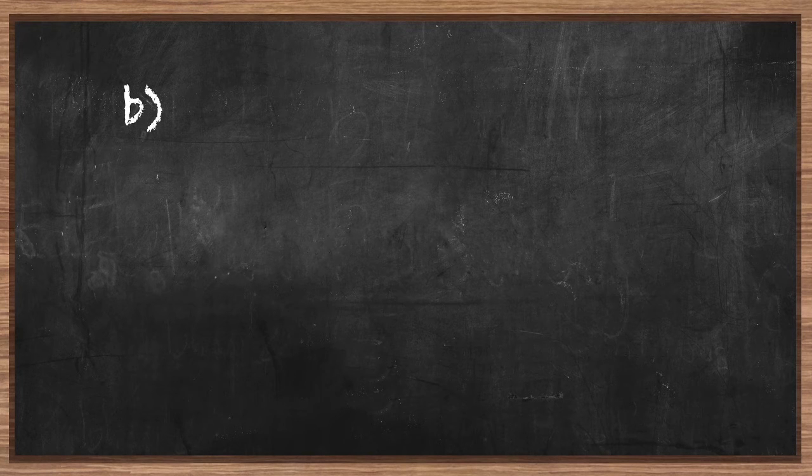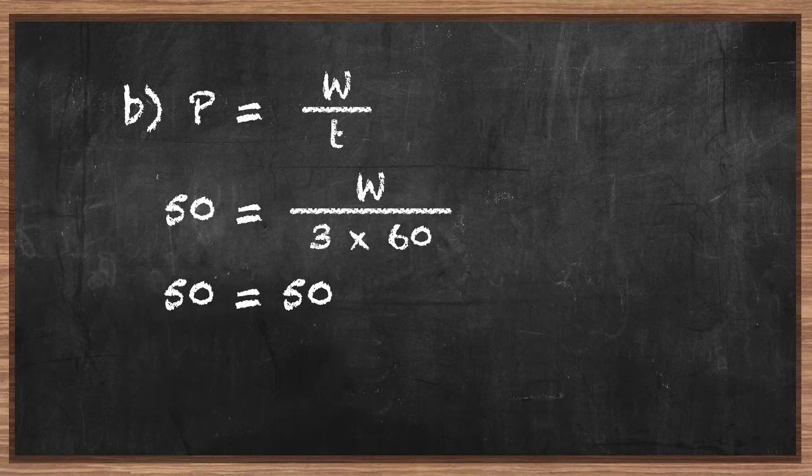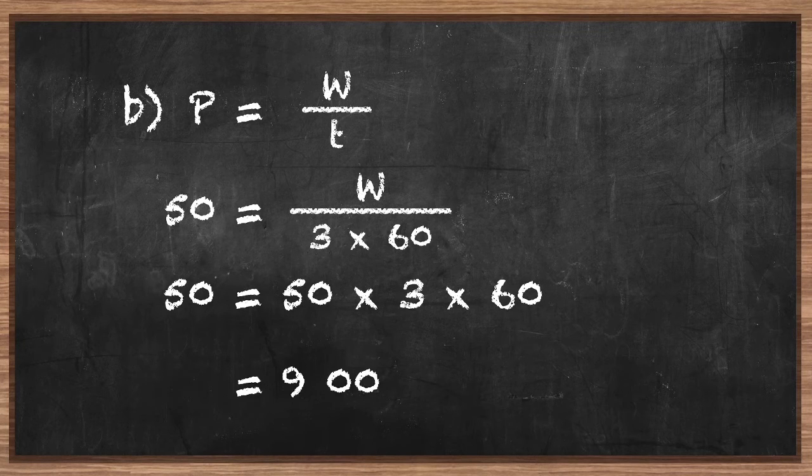Part B. We need to use the other formula now. Power is the amount of work done divided by time. Multiply 3 minutes by 60 to bring it to seconds. In 3 minutes, 9,000 joules of work is done on the box.